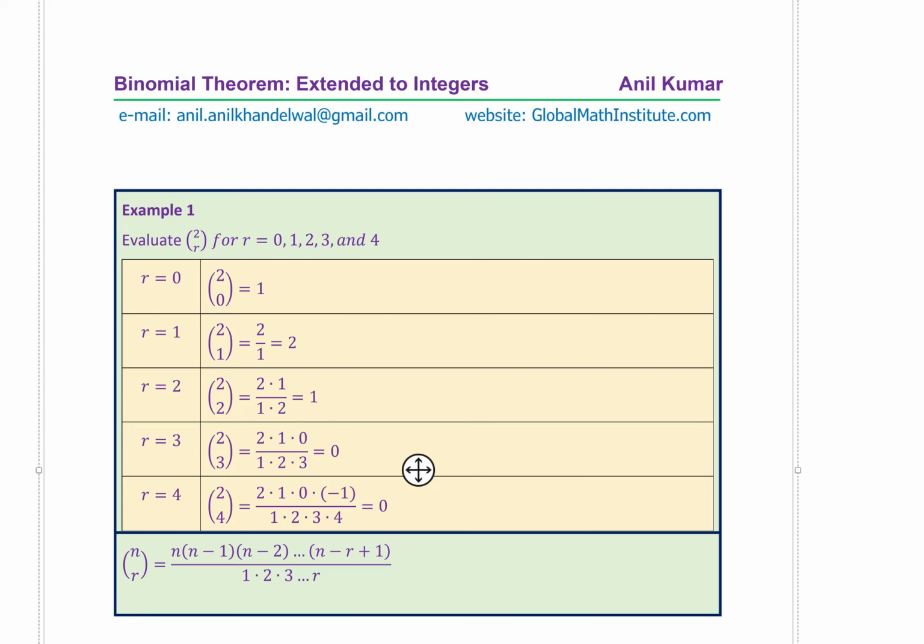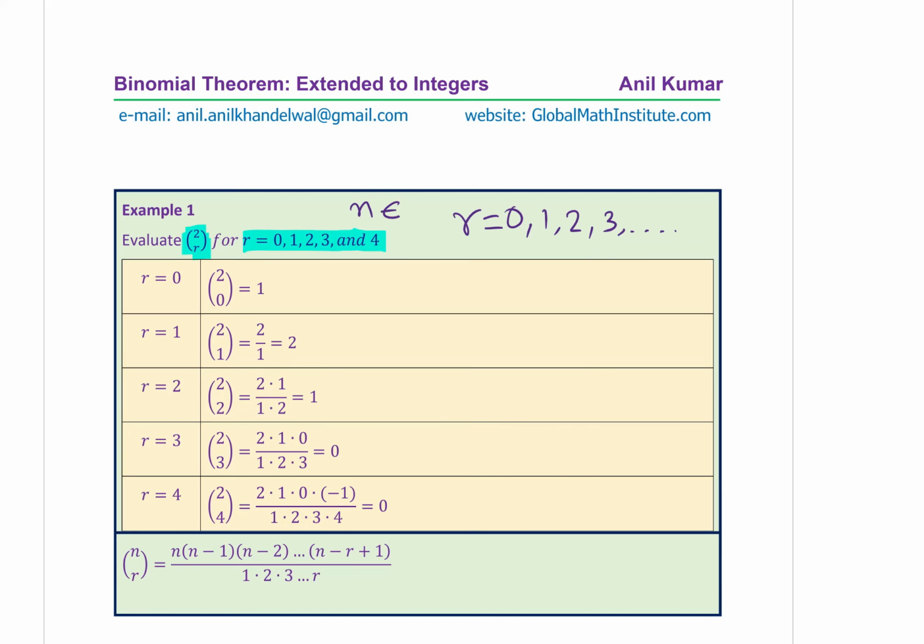So I'll take up 4 examples. Example number 1 here is evaluate minus 2 choose r, right? Where r is 0, 1, 2, 3, and 4. So we have taken values of r which are even less than n, you can see, right, in this case. So that is what it is. So it has changed the whole scenario. We are keeping r positive. Remember, the value of r should be equal to 0, 1, 2, 3, and so on, right? So for r, we are not taking negative values. However, we're saying that n now belongs to integers, right? So this is what we are trying to say now.